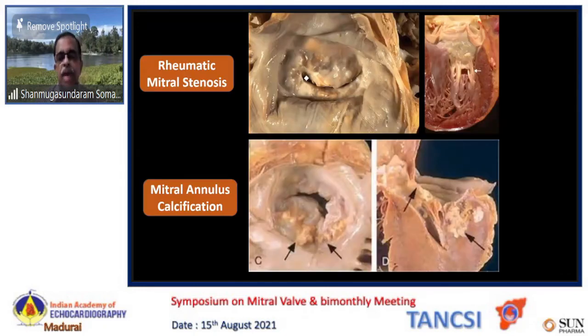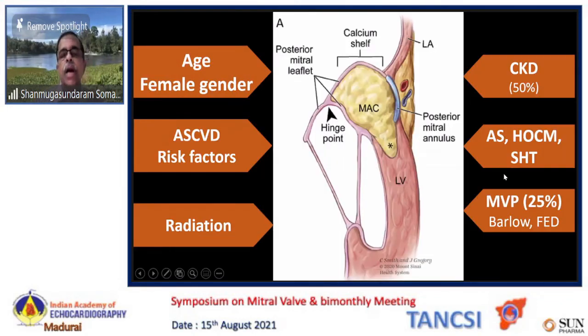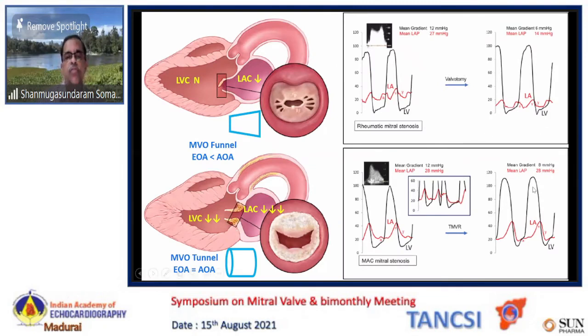Then we have a closely simulating cousin now, which is emerging to be another important cause for mitral obstruction, that is mitral annulus calcification. These are all the risk factors: age, atherosclerotic cardiovascular risk factors, radiation, CKD, pressure overload states like aortic stenosis and HOCM, and we have mitral valve prolapse. These are the things which make the mitral annulus calcification occur more often and progress faster.